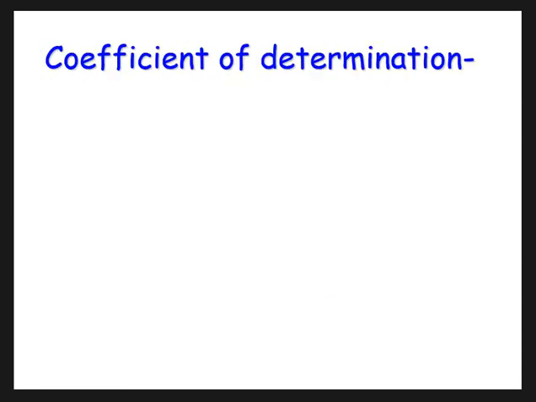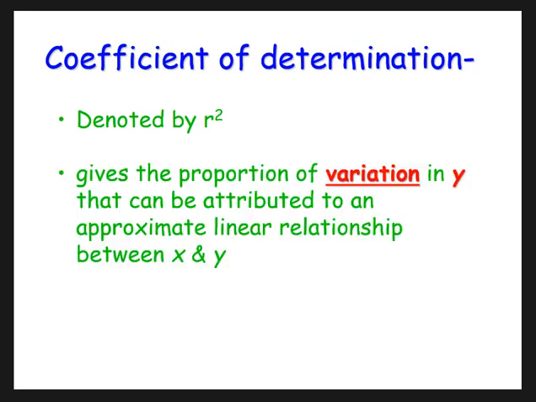The next thing is something called the coefficient of determination, which is strongly linked to our correlation coefficient. In fact, it's r squared. It is the square of the correlation coefficient. It represents the proportion or percent of the variation in y that can be predicted or attributed to the approximate linear relationship between x and y. So it's the amount of the change, the variation in the variable y, that can be predicted through this relationship.